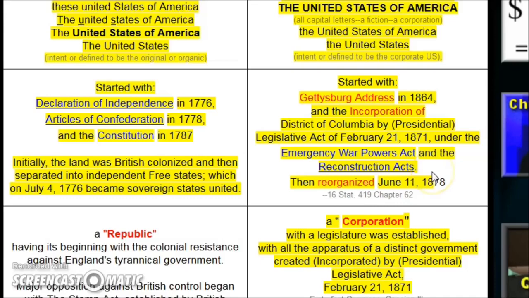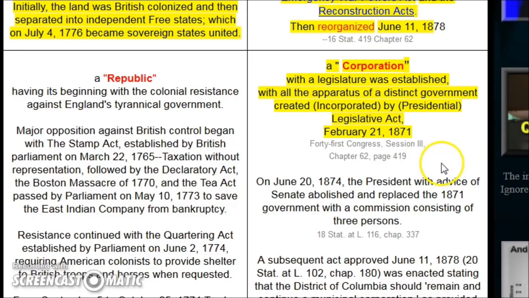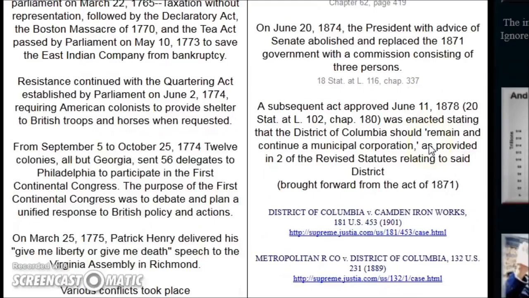So this put us in martial law, and some argue we've never been out of martial law. In fact, since 1933, we again declared bankruptcy, and martial law was declared then. So we see a corporation with a legislature was established with all the apparatus of a district government, created by legislative act in 1871.